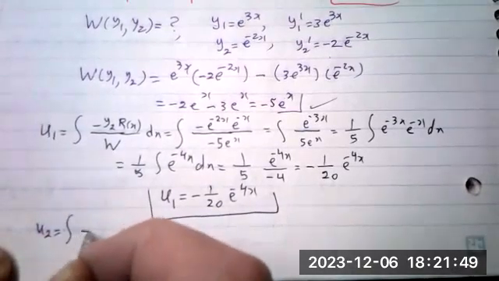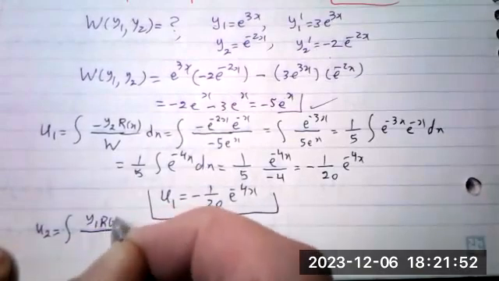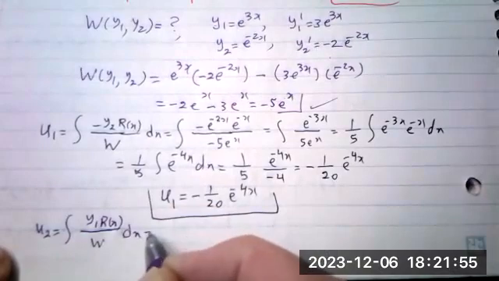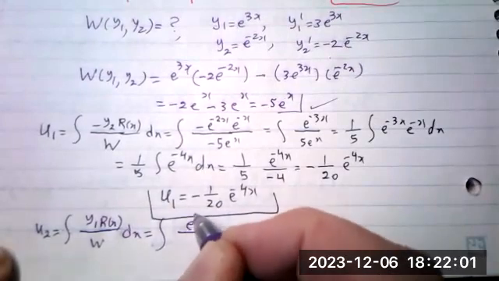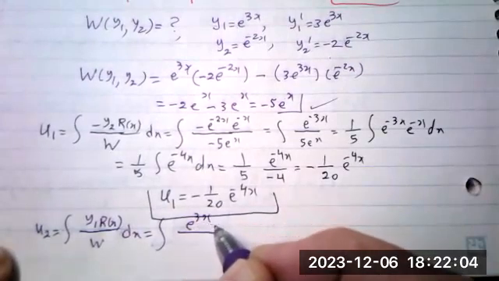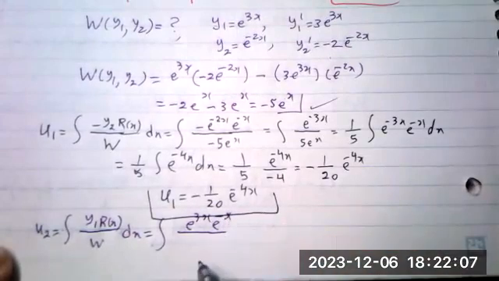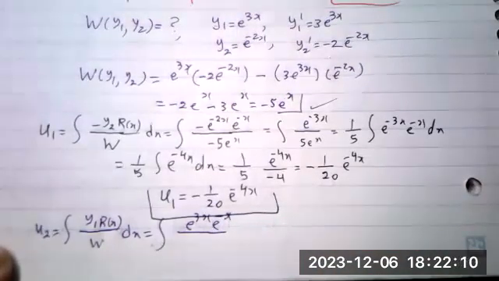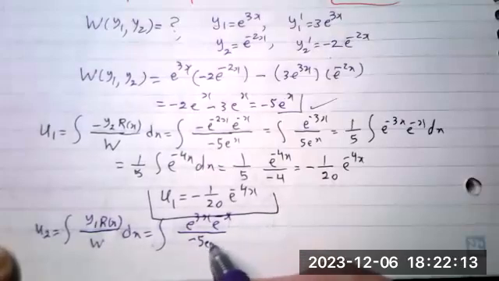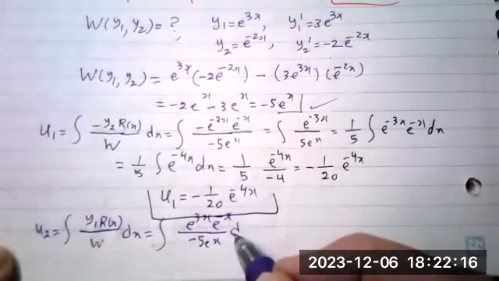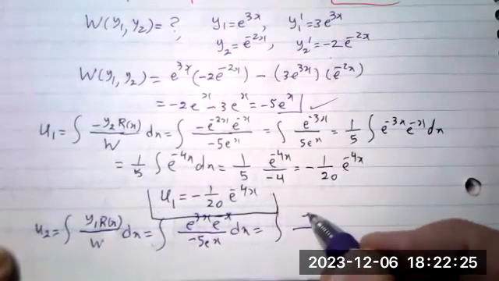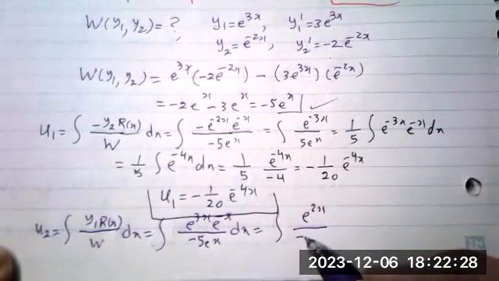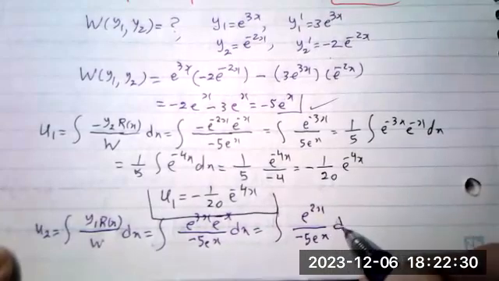u2 is equal to the integral of y1 Rx over the Wronskian. Substitute, very similar. y1 is e to the 3x, and the Rx is e to the negative x. And the Wronskian was negative 5 e to the x, dx. So the top is e to the 3x times e to the negative x, which is the Rx. So that gives e to the 2x. e to the 2x on the top, negative 5 e to the x down the bottom, dx.